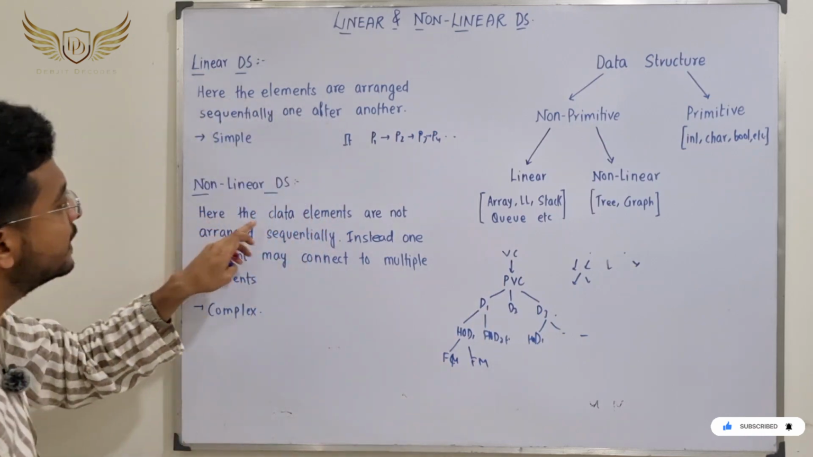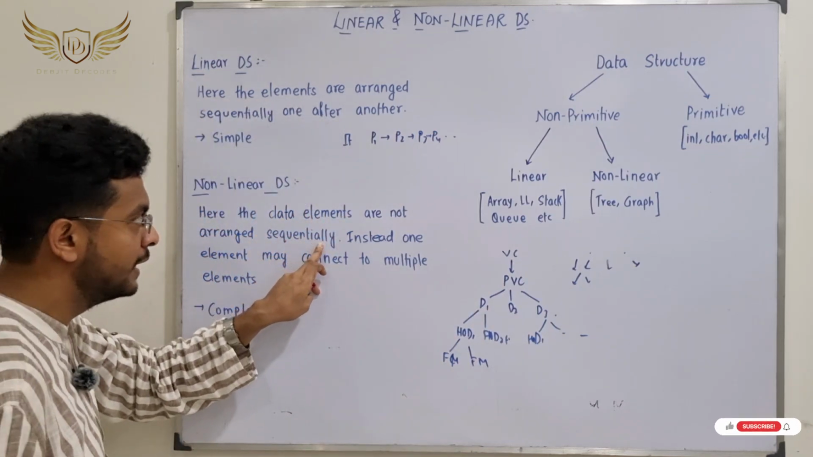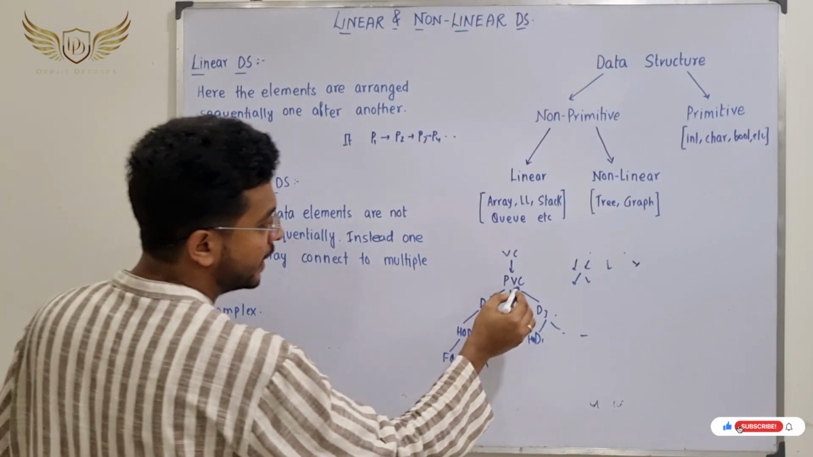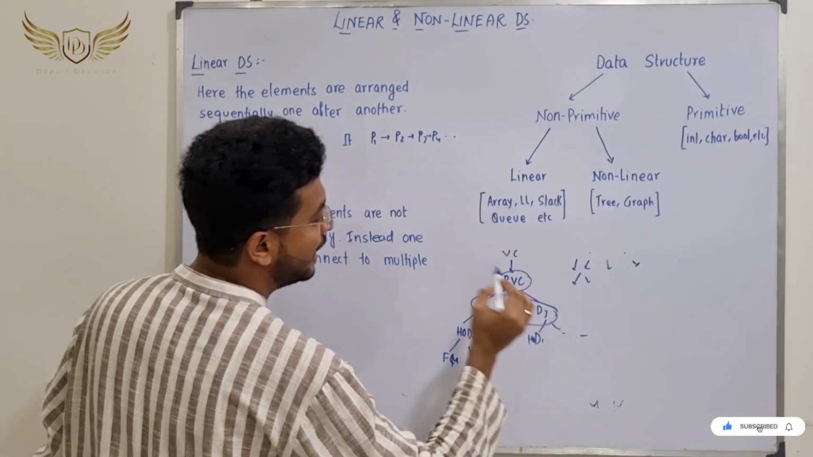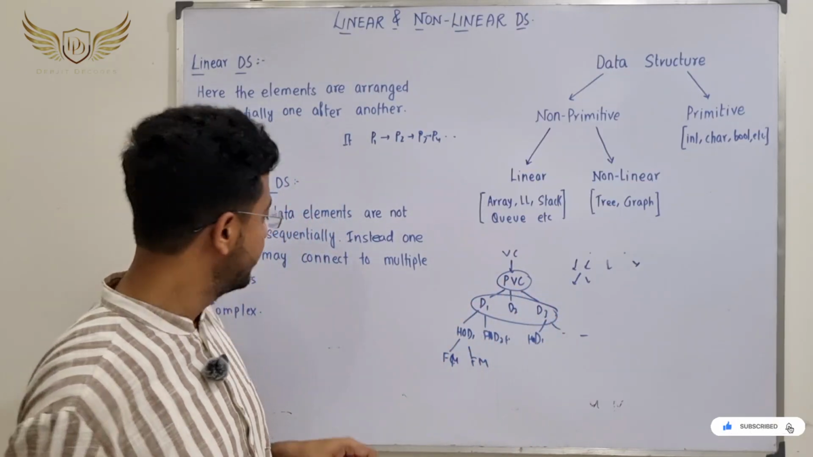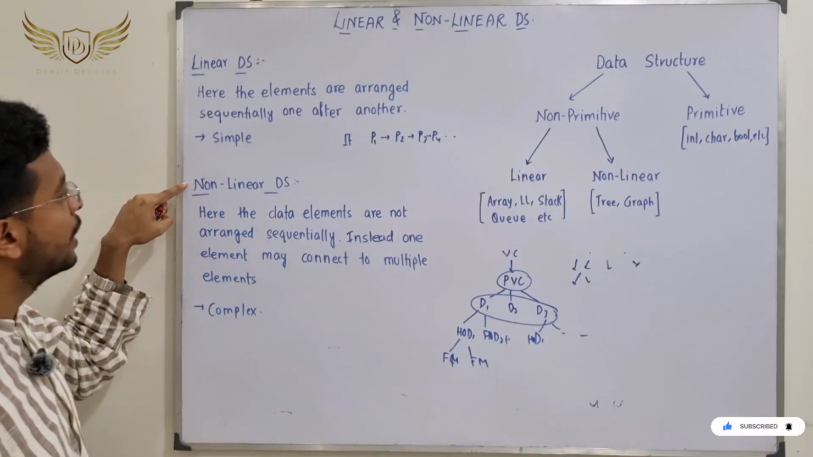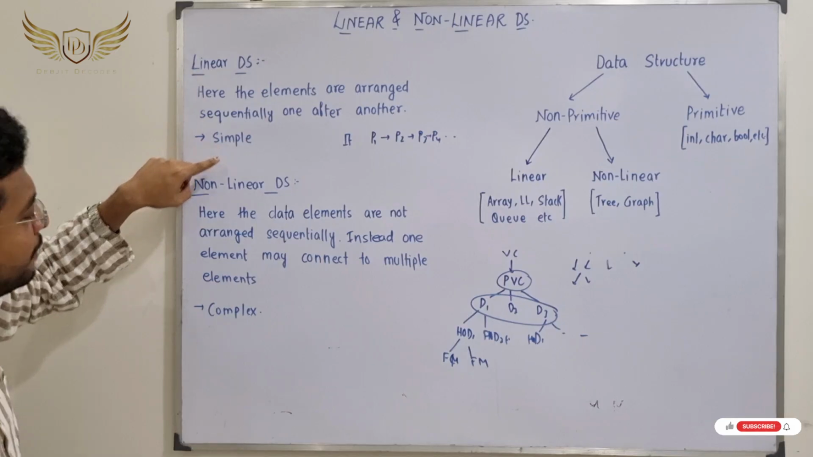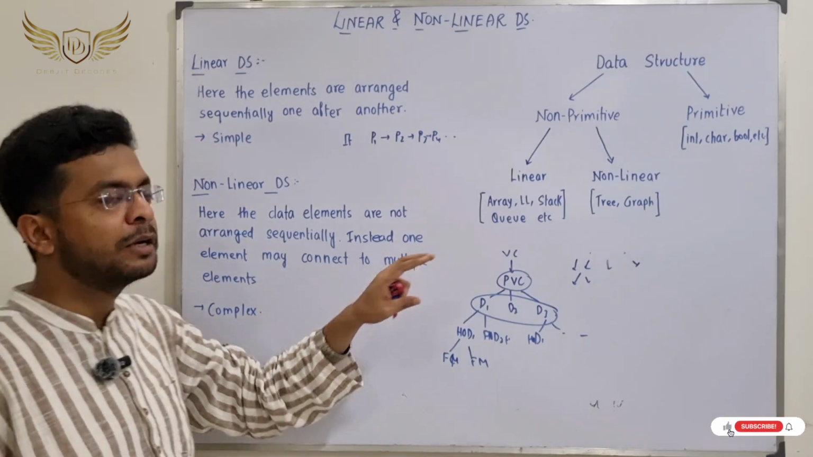So that's what it is saying, that here the data elements are not arranged sequentially. Instead, one element may connect to multiple elements. That's what it's saying, that one element may connect to multiple elements. Right? So this is the definition of non-linear data structure. And as I have said, in case of linear data structure, it is simple, but in case of non-linear data structure, it looks a bit complex.